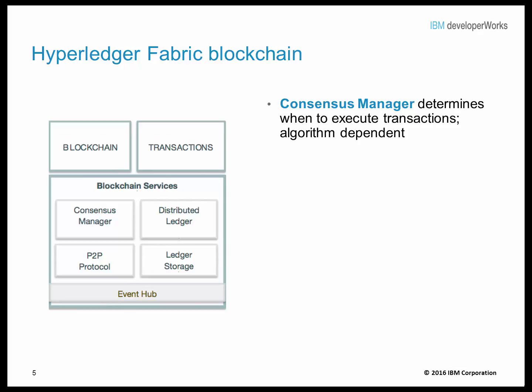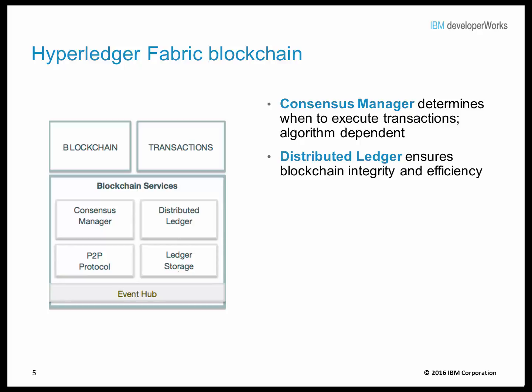Consensus manager is an abstraction that defines the interface between the consensus algorithm and other Hyperledger components. Consensus manager receives transactions and, depending on the algorithm, decides how to organize and when to execute the transactions. Successful execution of transactions results in changes to the ledger. Now going to the second one, which is distributed ledger.